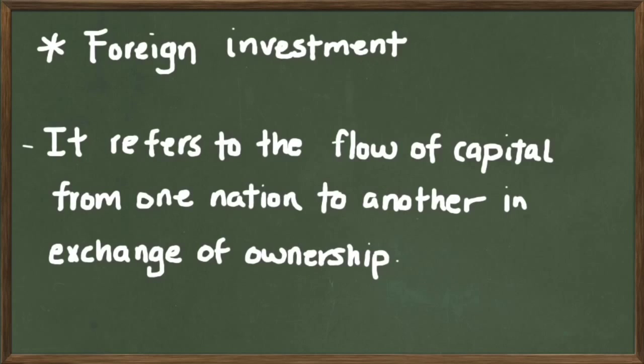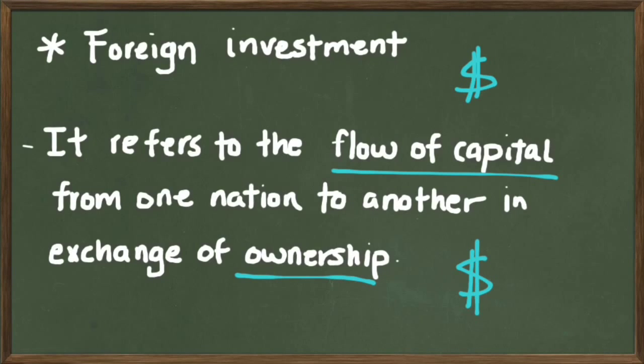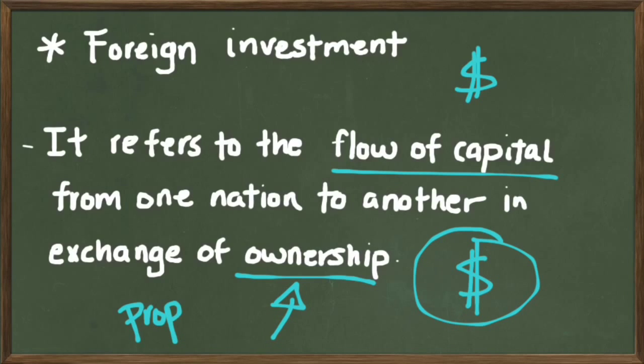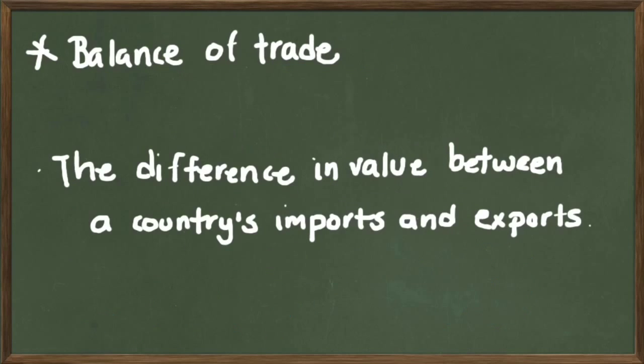The next word is foreign investment. It refers to the flow of capital. We talk about money from one nation to another in exchange for ownership. So I'm going to put some money in your country, saying, what do I get? I get ownership. I have something. I have property. I acquire property by putting money in your country. So that would be a foreign investment or foreign flow of money or capital.